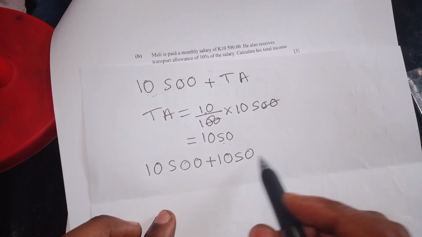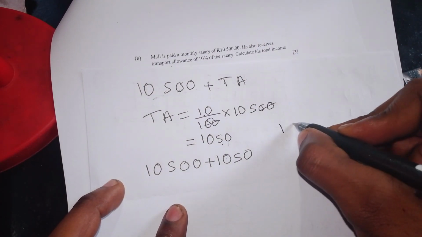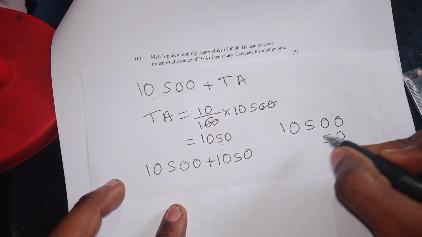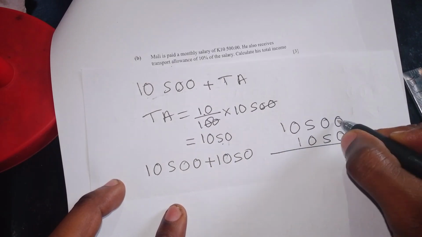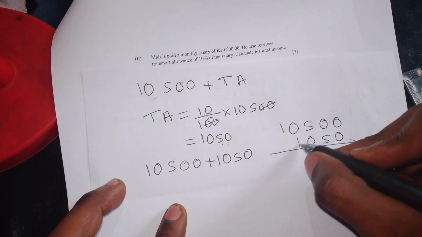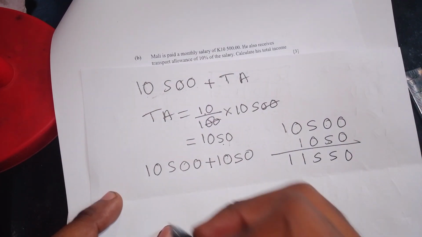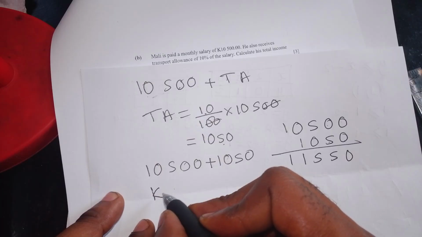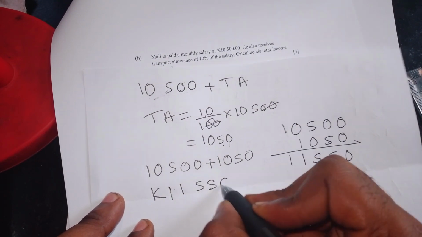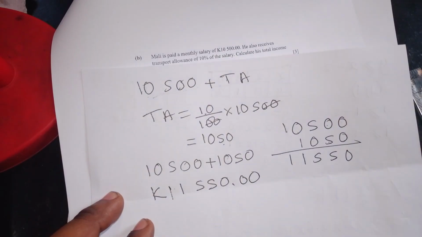So now we can add these two numbers like so. So you can put your 0, your 5, your 0, your 1. So this plus this, you have a 0, we have a 5, we have a 5, this plus this, we have a 1, and then we have another 1. So the answer here will be 11,550 kwacha, you can even put 0.00 like that.